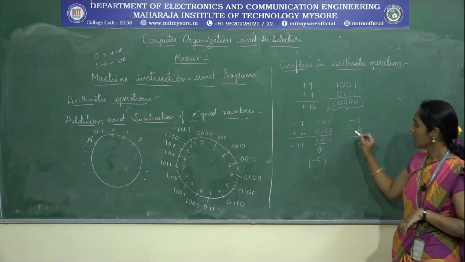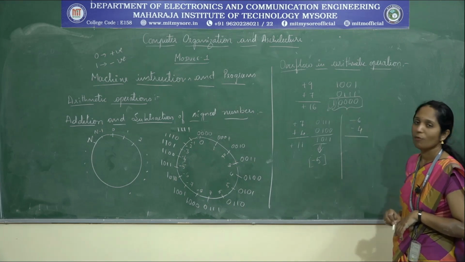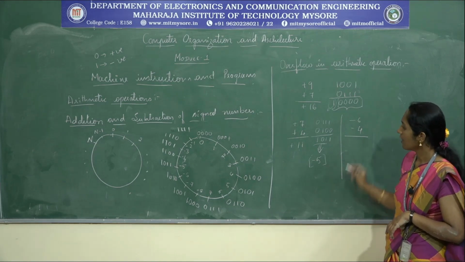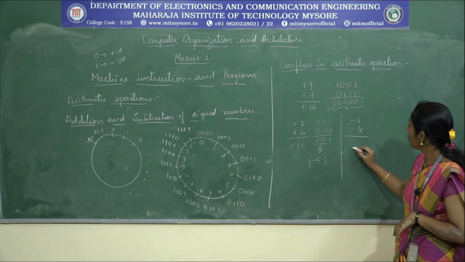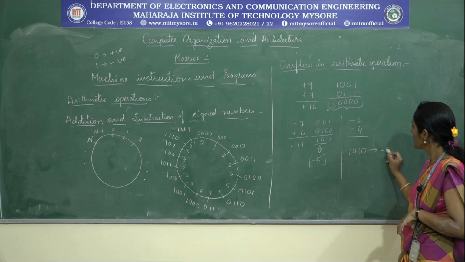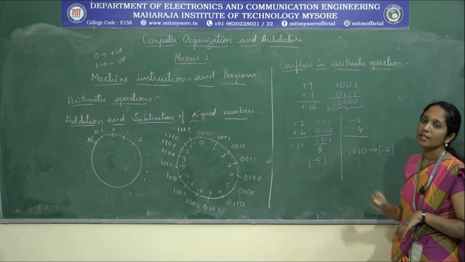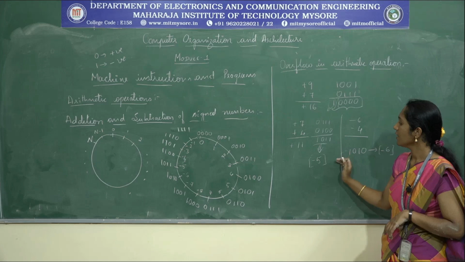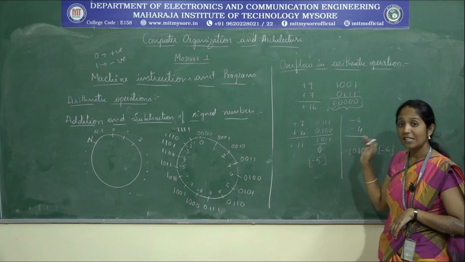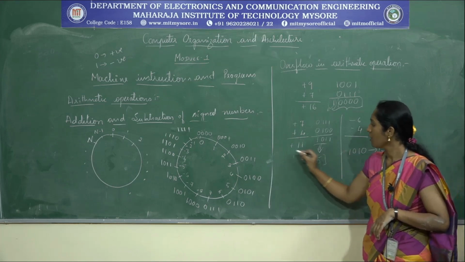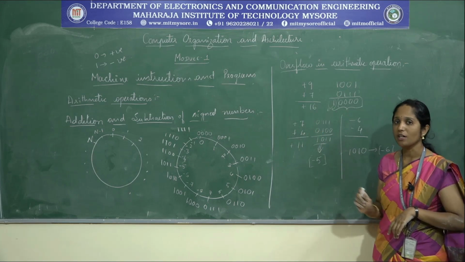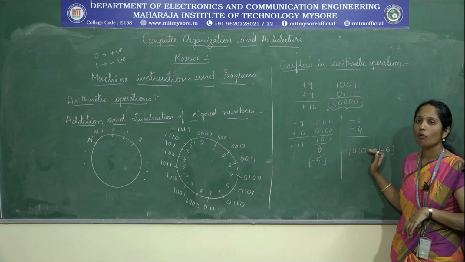Similarly, if we consider the addition of minus 6 and minus 4, you get the result 1010, which is equal to minus 6, once again an incorrect result. Therefore, if you consider overflow in arithmetic operations in 2's complement form in the signed number system, you cannot conclude only by inspecting the carry out from the MSB whether there is an overflow or not.